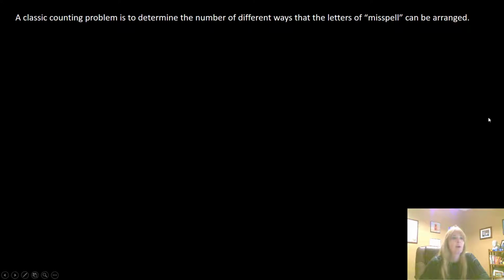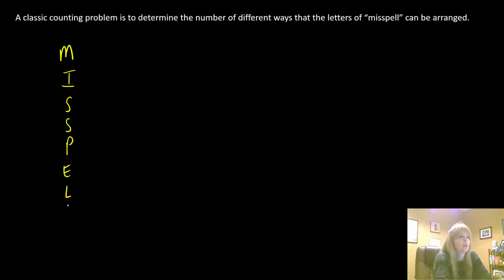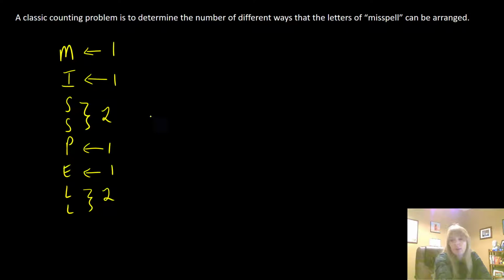All right, a classic counting problem is to determine the number of different ways the letters of MISSPELL can be arranged. So the first thing I notice is I write out MISSPELL. So I see there's just one M, one I, there's two S's, one P, one E, and two L's. So, and then I count MISSPELL. So there's a total of 8 letters.